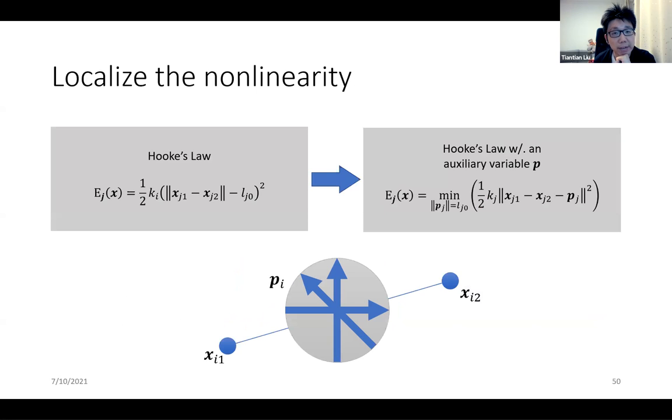We can therefore localize this nonlinearity by reformulating spring energy by introducing an auxiliary variable p. This variable represents a vector whose length is the rest length of the spring, and it encodes the only nonlinearity of the spring energy. Once the endpoint of the spring is given, we can compute the best fit rotation or the p vector analytically. Note that computing p is a nonlinear problem indeed, since the existence of the square root, but we don't care about it anymore since it is so tiny.